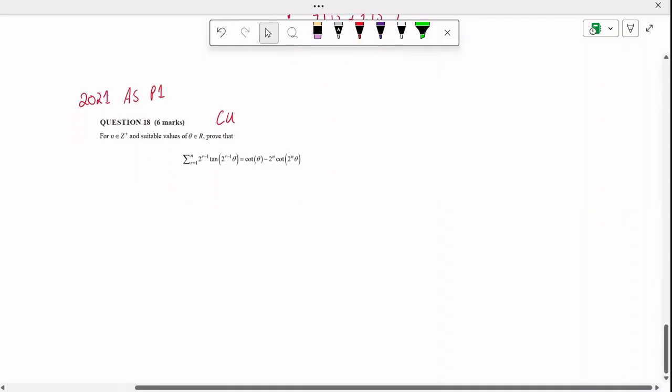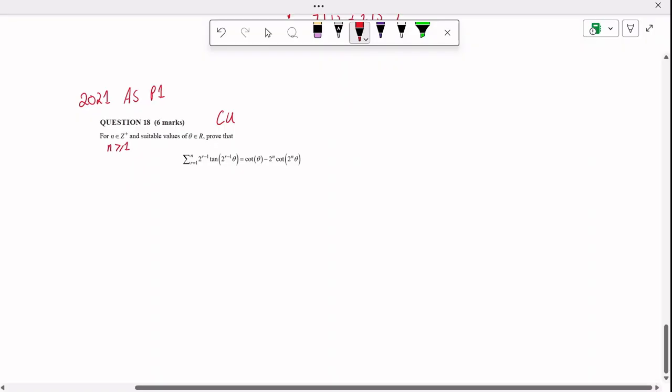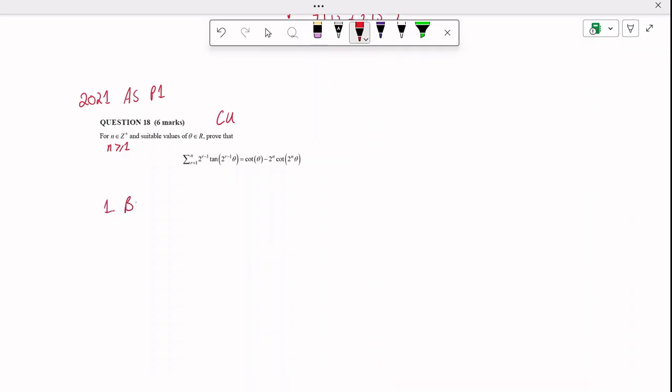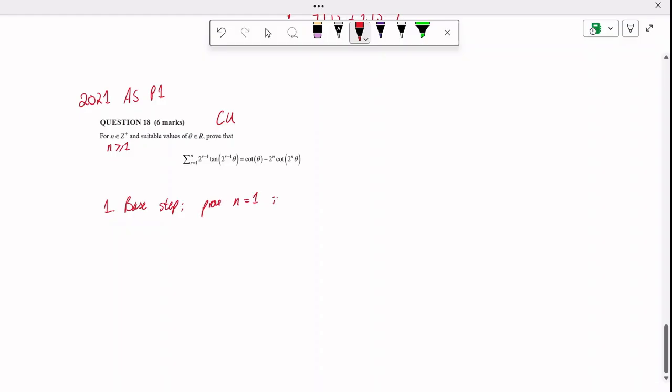What makes it a combination of topics? I can see that I've got both some trig work in here and some mathematical induction work. So I know that I'm going to have to be dealing with both of these things in some way, shape, or form. Let's dive in. It says that n is a positive integer, so that means I'm dealing with n greater than or equal to 1. I'm going to start with my basis step by proving that n equals 1 is true.